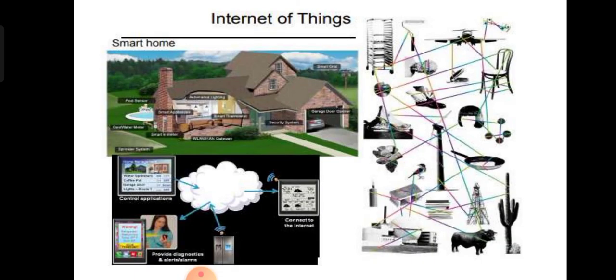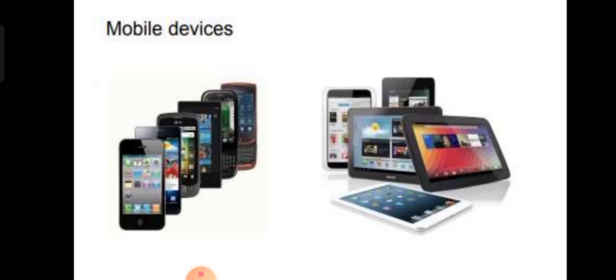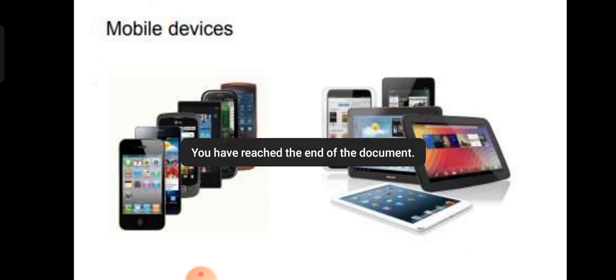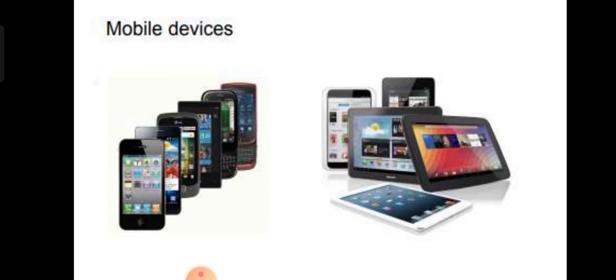I already told you about all of those: smart locker, smart telephone, smart door, smart CCTV. We can use the IoT concept for all of these. Then mobile devices and tablets. All these are things we use only for the transmission medium. Okay, thank you.